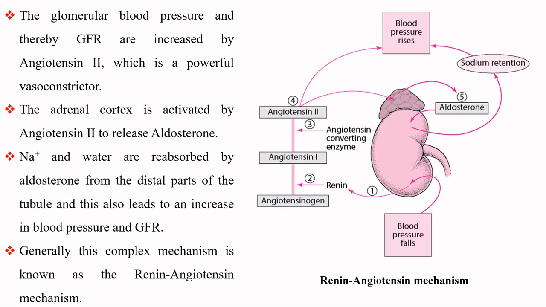The adrenal cortex is activated by angiotensin 2 to release aldosterone. Sodium ions and water are reabsorbed by aldosterone from the distal parts of the tubule, and this also leads to an increase in blood pressure and GFR. Generally, this complex mechanism is known as the renin-angiotensin mechanism.